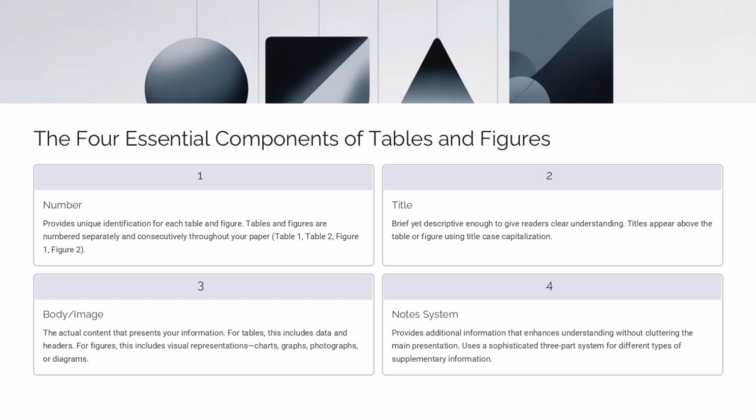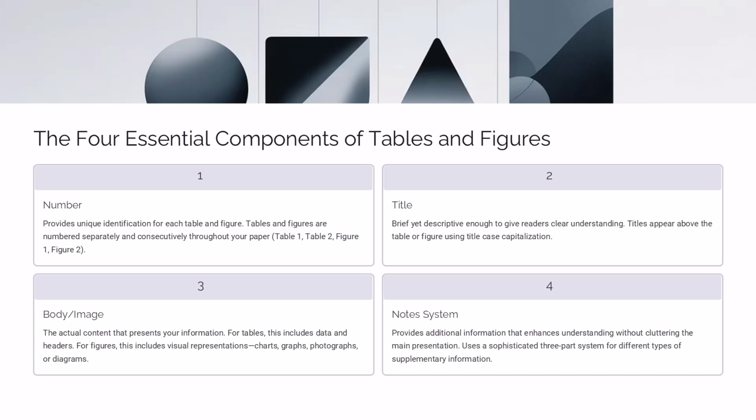Use consistent formatting within tables, align numbers appropriately, typically right-aligned for numerical data, and ensure that all abbreviations or symbols are explained in notes. Figure images should be clear, readable, and directly relevant to your text discussion. Charts and graphs should have appropriate scales, clear labels, and sufficient resolution for reproduction. Photographs should be high quality and directly support your scholarly arguments.